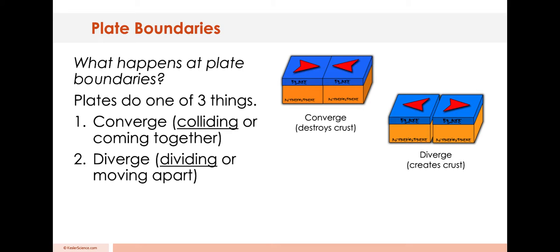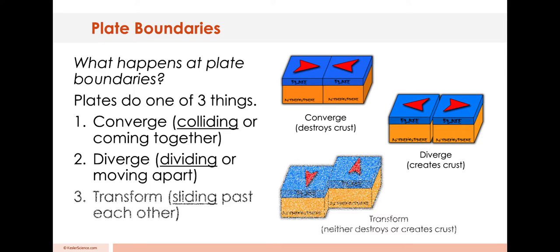Divergent is the second type. That's where they're separating apart. And transform is where they're going against each other in opposite directions. There's a few interesting things that you might want to remember. Convergent destroys crust, so we're losing crust. Divergent plate boundaries create new crust, and transform boundaries don't create or destroy. They just move, that's all.